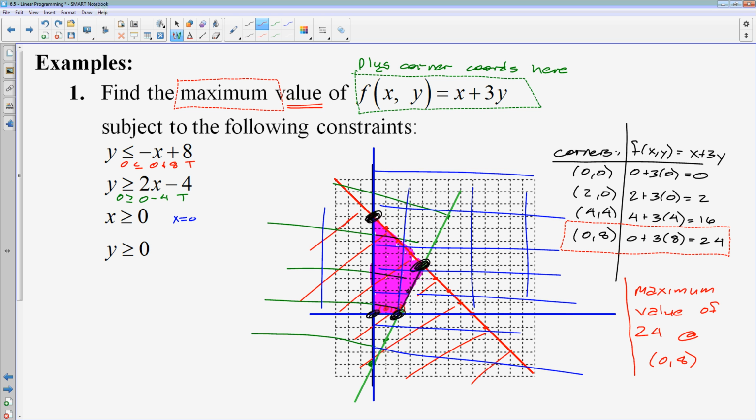And so that's how these linear optimization problems work. You graph your inequalities, find the shaded region, and then you plug the corners of the shaded region into your function. So there's problem number 1.